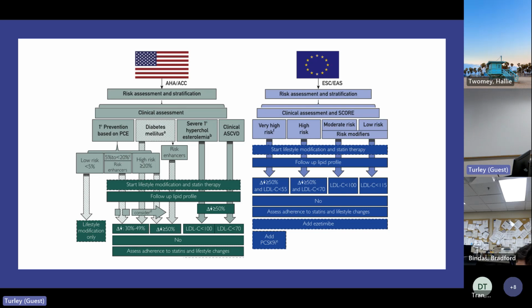And this is just to show you, this is not just America. In Europe, where their guidelines tend to be very evidence-based and they do a lot of research as well, their high-risk patients are also targeted to less than 55. They also recommend statin, then Zetia, and then PCSK9 inhibitors. So it's very similar to what we're moving towards, but we're just a little bit behind what they've been doing already.